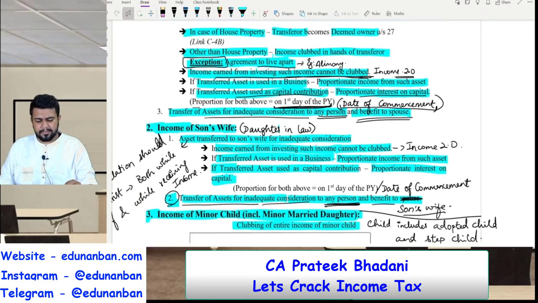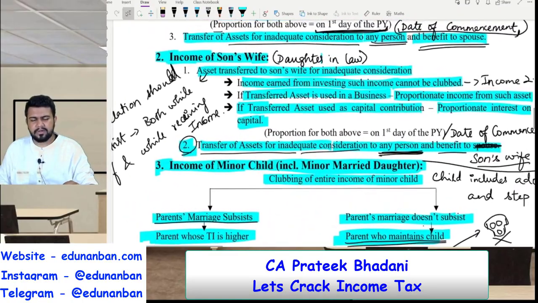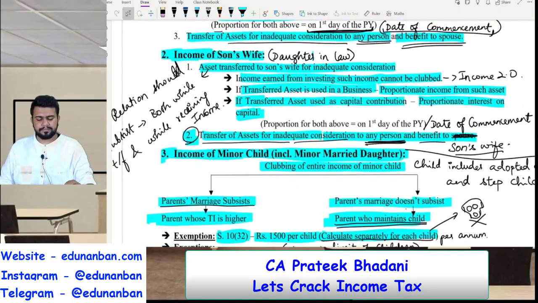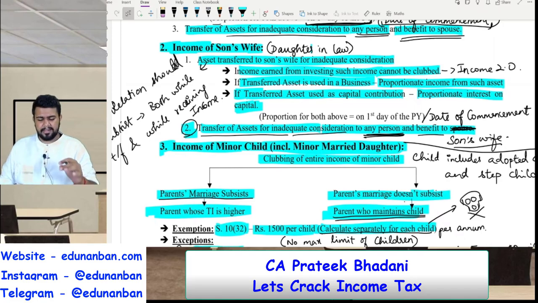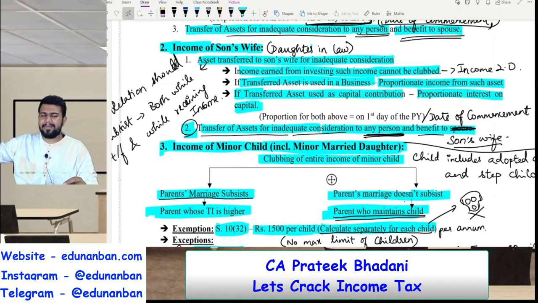Okay, now let's come to son's wife. Son's wife here is a daughter-in-law. So similar to spouse, if any asset is transferred to son's wife for inadequate consideration, then the income from the asset is clubbed in the hands of the transferor. So if my parents are transferring any property to my wife, that is son's wife, then the income received from the property will be clubbed in the hands of my parents. It can be my father also, it can be my mother also, anyone if they transfer the property.